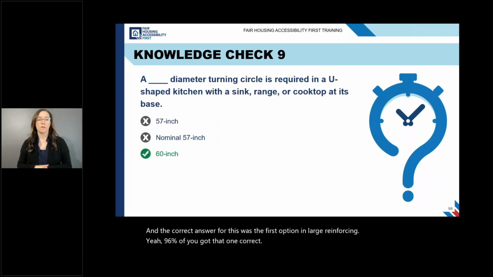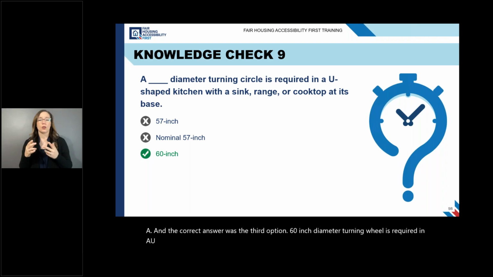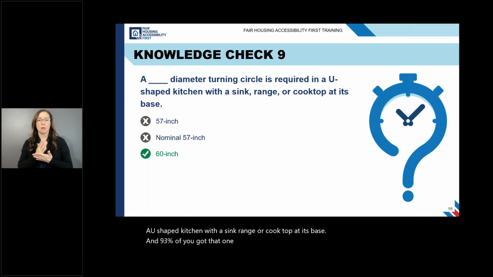On knowledge check 9, the correct answer was the third option, 60-inch diameter turning circle is required in a U-shaped kitchen with a sink, range, or cooktop at its base. And 93% of you got that one correct.